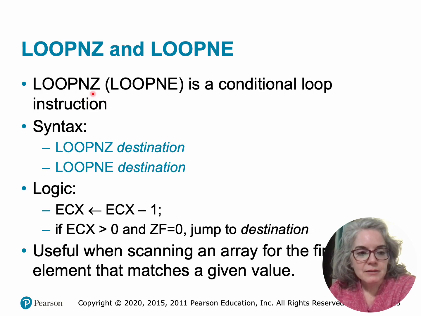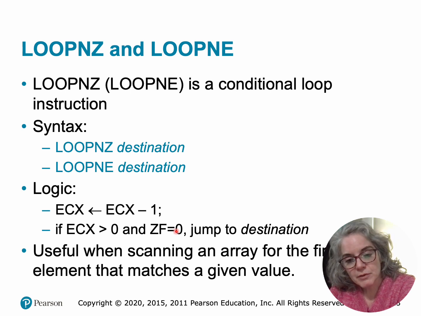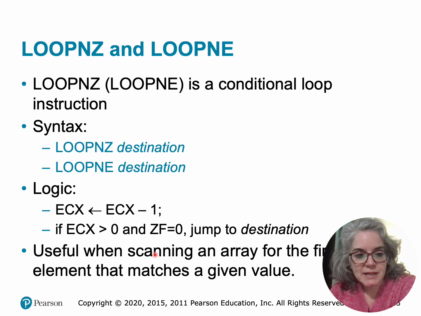LOOPNZ or LOOPNE, so not zero or not equal. Again, it works the same way. We have the ECX counter, we have to set it, and it decreases by 1 every time. If ECX is greater than 0 and the zero flag is equal to 0, then we jump back up to the top of the loop and iterate. So this is useful when scanning an array for the first element that matches a given value. And we're going to take a look at an example of using the NZ and NE in the next slide.